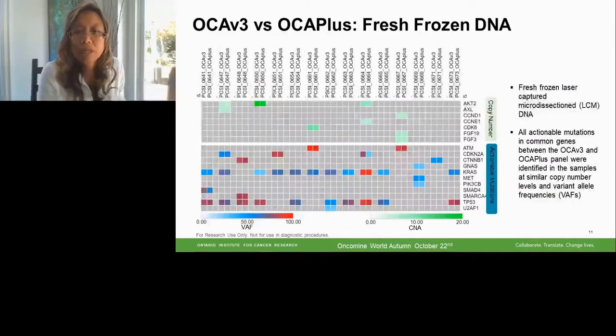When we look at the concordance for copy number as well as actual mutations, again off of the default settings, we see that copy number changes and actionable mutations found in OCAv3 were also identified in OCAplus at similar variant allele frequencies or copy numbers.